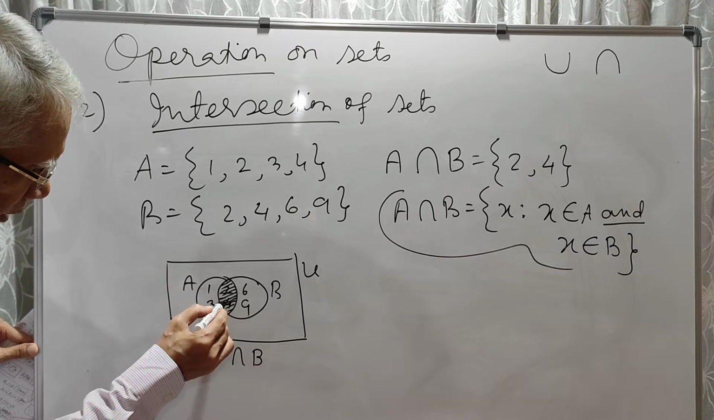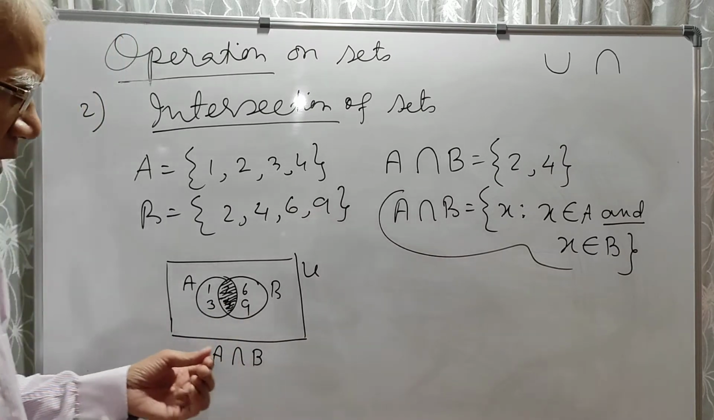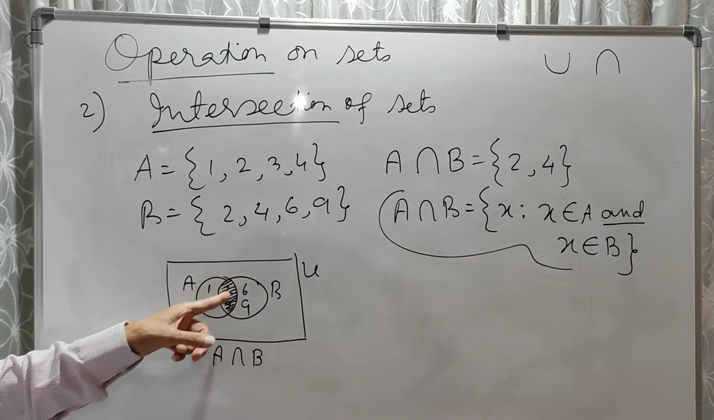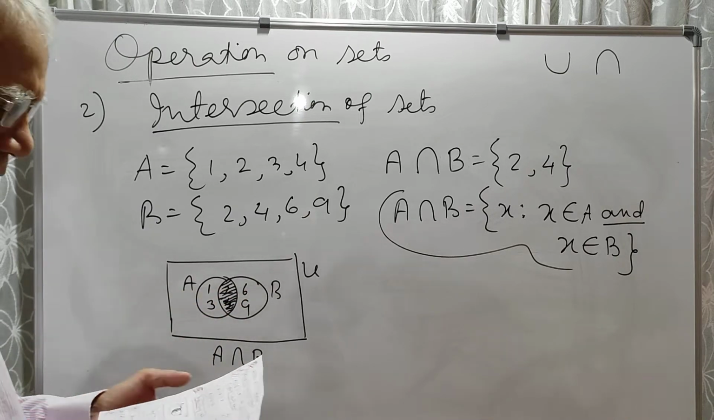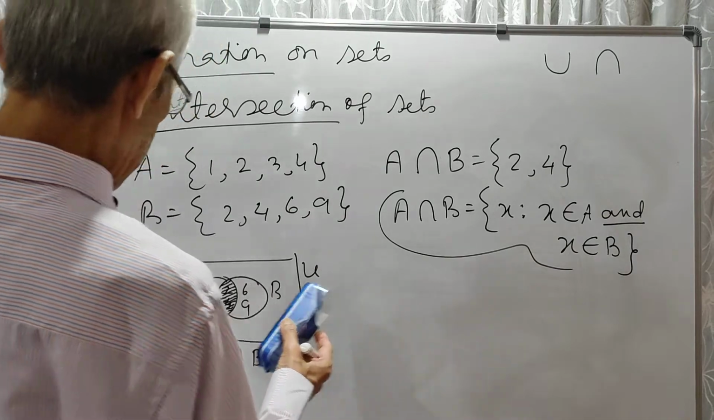You see, you have to shade this part. Suppose in the exam you get the question, show by shading A intersection B, then you have to shade this part because this is the common region of A and B. Is it clear? Okay.